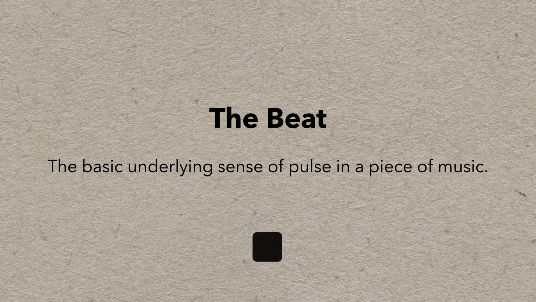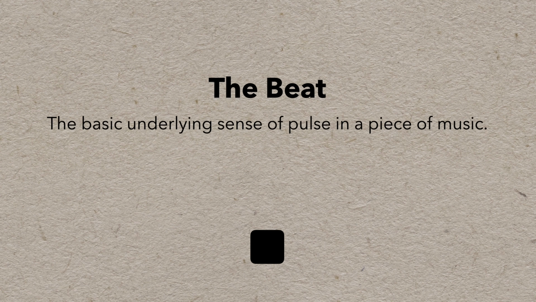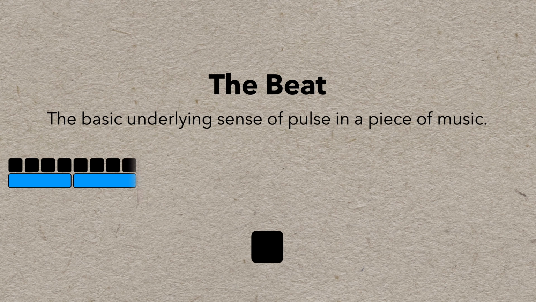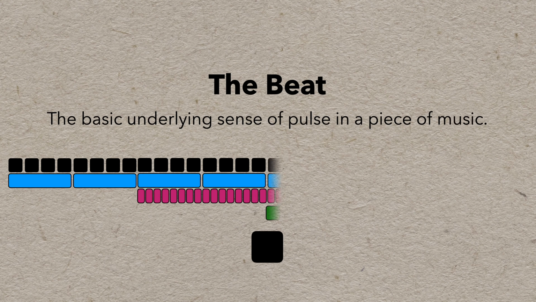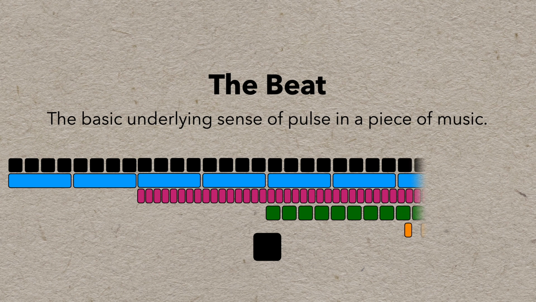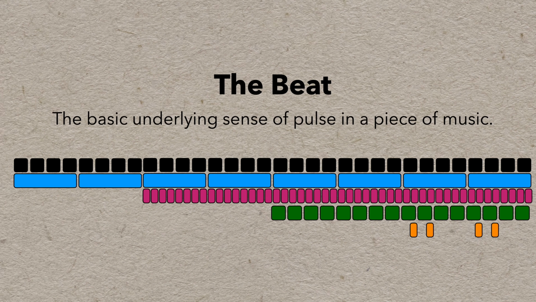The most fundamental concept to understand about rhythms is the beat, which is the basic underlying sense of pulse in a piece of music. Most of the time, the beat just ticks along at a steady and consistent pace. There can be sounds that are longer than a beat, or shorter than a beat. They can match right up with the beat, or be off the beat. But basically everything to do with rhythms is defined by its relationship to the beat.